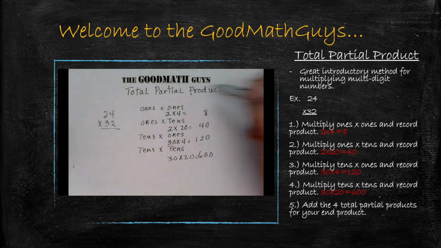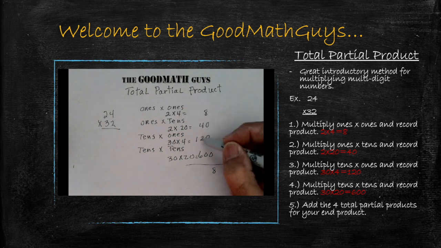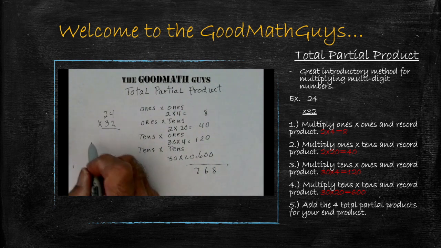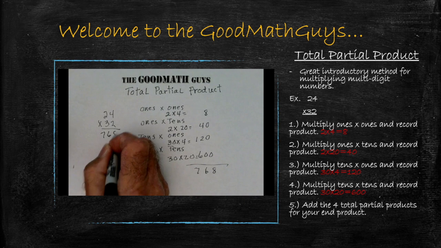Now, we call this total partial product because we've gotten a separate product for every multiplication step that we did here. So what we're left with now are 4 numbers. All we got to do is add them up. So 8, and all those zeros obviously is 8. 4 and 2 is 6. And 1 and 6 is 7. So over here I could say the product for 24 multiplied by 32 is 768.